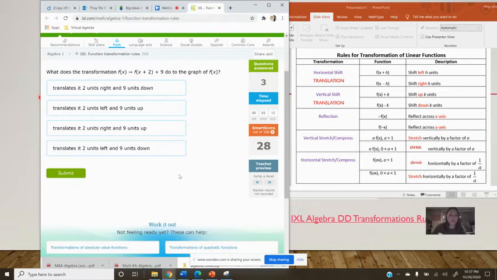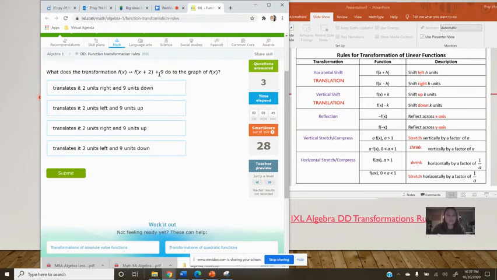Let's keep on going. Now, this is a little bit tricky because now they have multiple transformations that they're asking you to do. You can see here that they have f of x plus 2, so we're going to look for that. And they have plus 9, that's your k. So they not only want you to do a horizontal shift, they also want you to do a vertical shift. So let's take a look at the rules. F of x plus 2, so that's right here. That means it's going to move 2 units to the left. So we're going to do 2 units to the left.